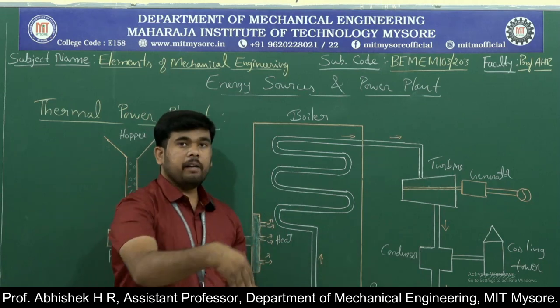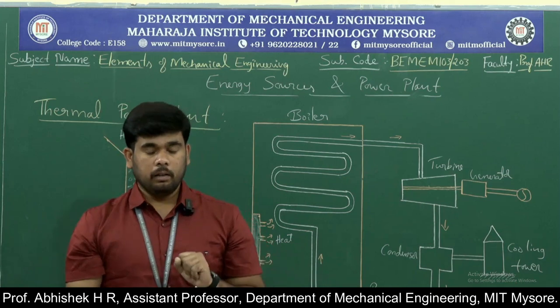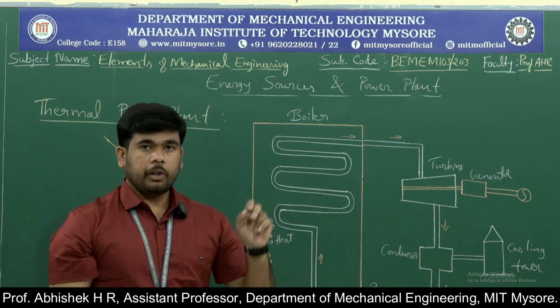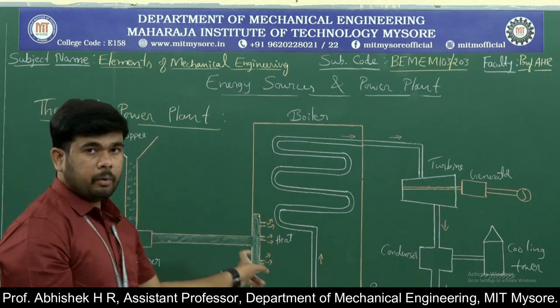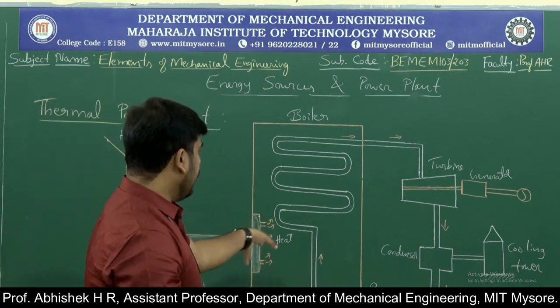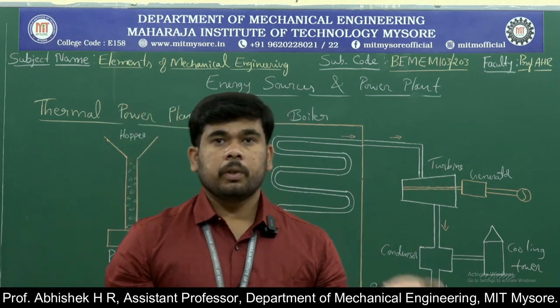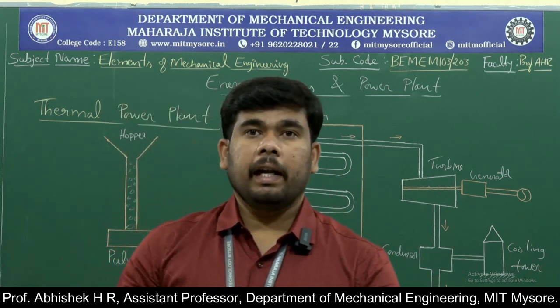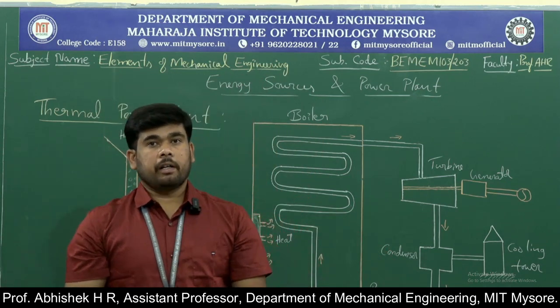Using the pump, whenever it is required, we can again supply water to the boiler, and the process is going to repeat again. Here we need to burn the coal, we need to provide some sort of heat, and then it heats up and gets converted into steam. Using the steam, we can generate electricity. So this is how a thermal power plant works.